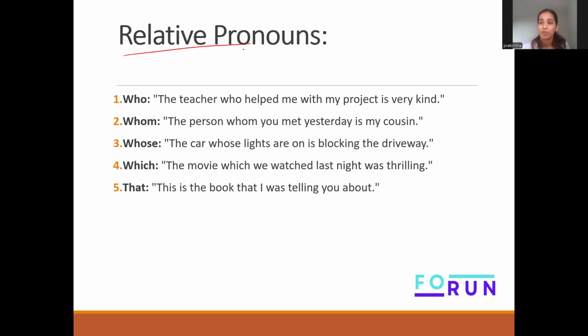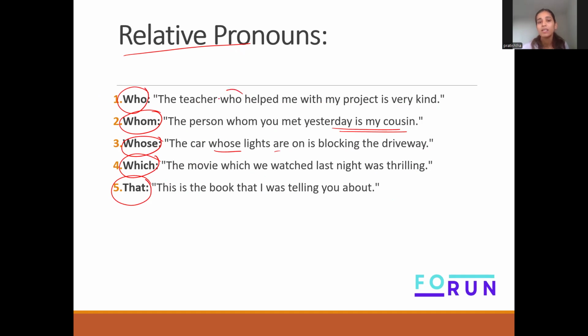Then you have relative pronouns. Relative pronouns: who, whom, whose, which, and that. The teacher who helped me with my project is very kind. The person whom you met yesterday is my cousin. The car whose lights are on is blocking the driveway. The movie which we watched last night was thrilling. This is the book that I was telling you about.